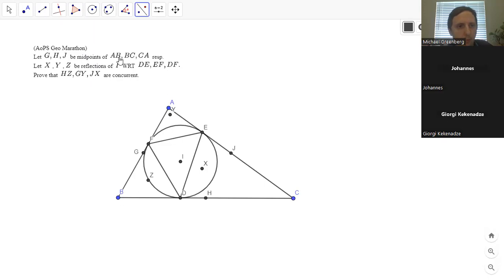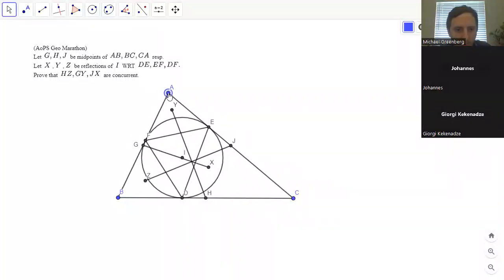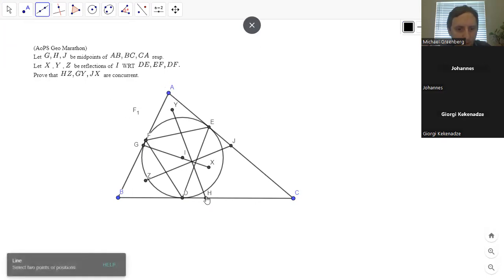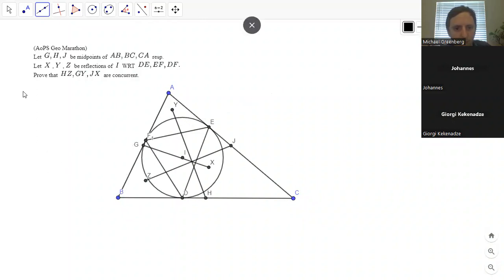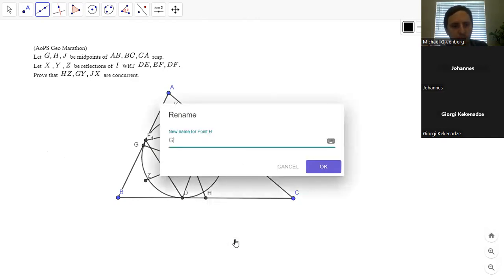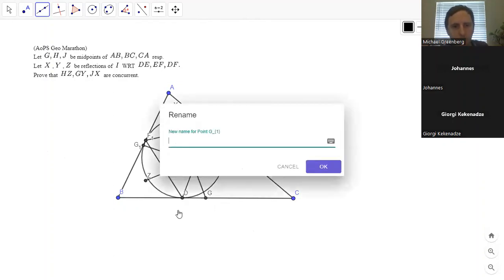Maybe they meant, I wonder if they meant to say B, C, C, A, and A, B. So like this, and this are concurrent. Yeah, I think they meant to say B, C, C, A, and A, B. Because if you do the problem like that, H, Z, G, Y, and J, X doesn't look like it. Yeah, so I'll relabel them to fit the problem. G, H, and J. And we want to show that those concur.